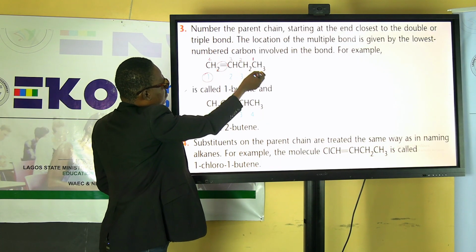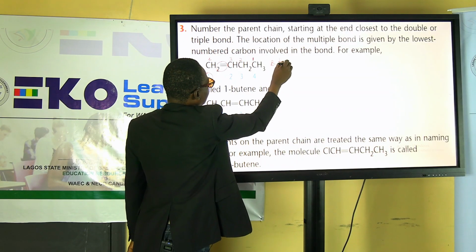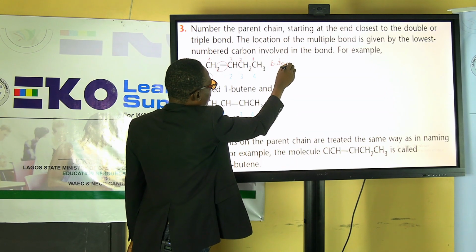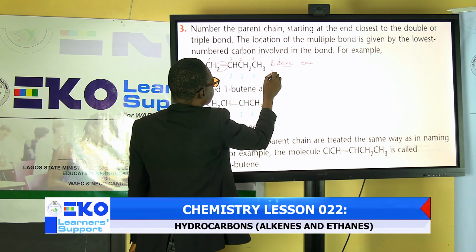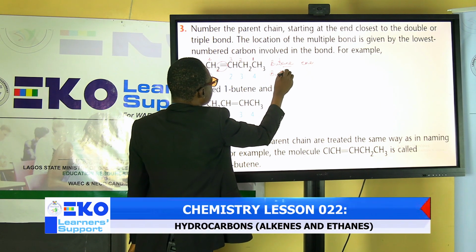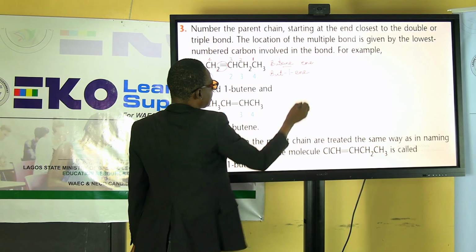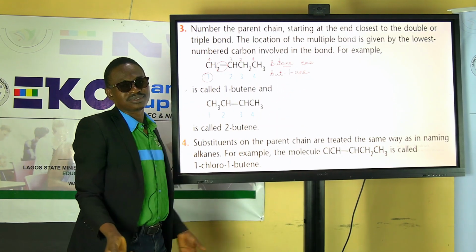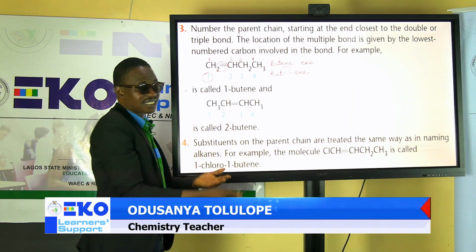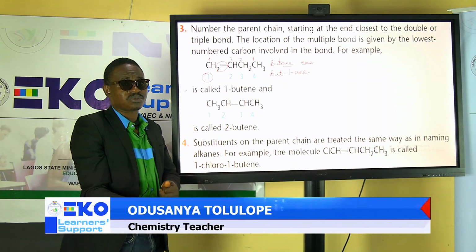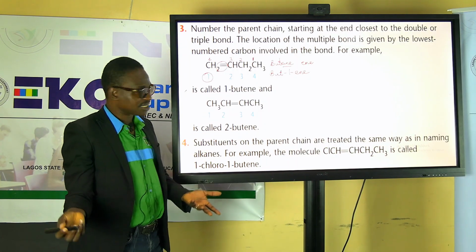So how will you name this? 1, 2, 3, 4. Remember butane, but what happened here? It will change to ENE. So it becomes but-1-ene. The 1 is telling us that the double bond is in the position of carbon 1. Or you call it 1-butene, as the case may be.